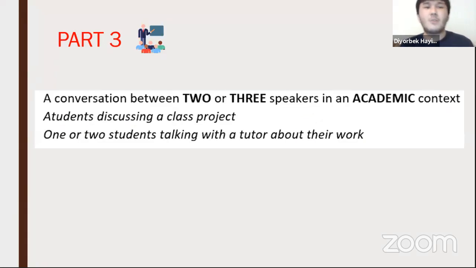So, okay, part 3 is a conversation between 2 or 3 speakers in an academic context. This is probably, in my opinion, arguably by far the most difficult section in the IELTS exam, because you not only have to recognize different voices, you also have to be prepared for understanding different accents. And the most common accent in this part is the Australian accent. So I will be giving you some channel names, some podcasts, in order to develop your ear to understand Australian and some other accents that you're going to find in this part.